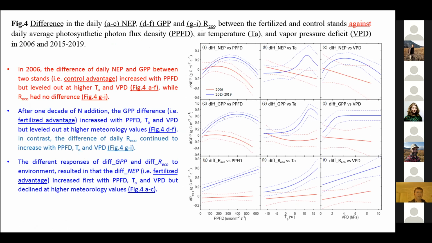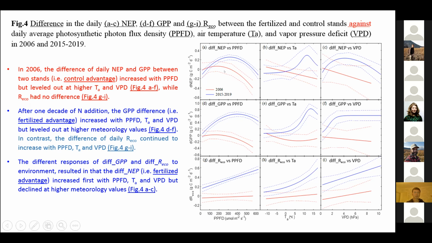And then we analyzed the daily flux difference against several environmental factors, including radiation, air temperature, and VPD. Here, the figures from A to C are for the NEP difference, D to F are for GPP, and the upper three figures are for the respiration difference. Positive numbers mean higher fluxes at the fertilized stand, whereas negative numbers represent higher fluxes at the control stand.